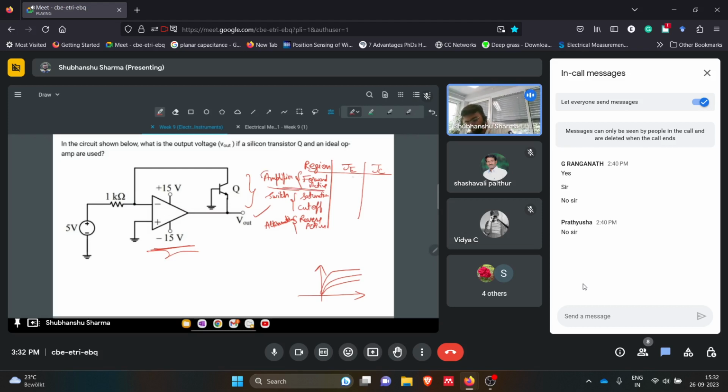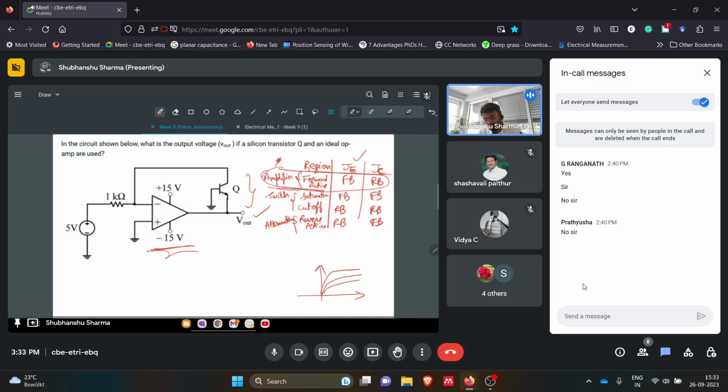So for the emitter junction JE and the collector junction JC, how will they be acting? This will be forward biased, reverse biased. This will be forward biased, reverse biased, reverse biased, reverse biased, and forward biased. So basically this is the important thing which you have to keep in mind.